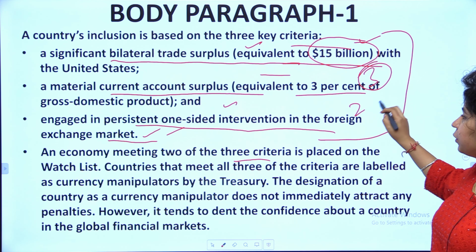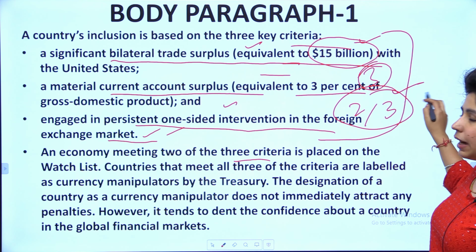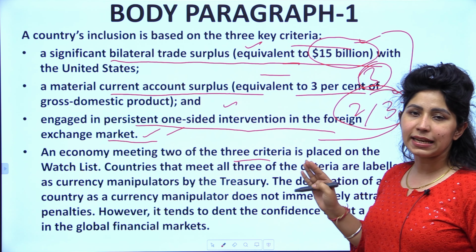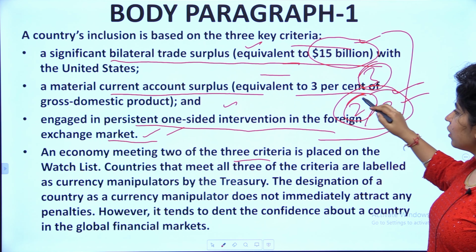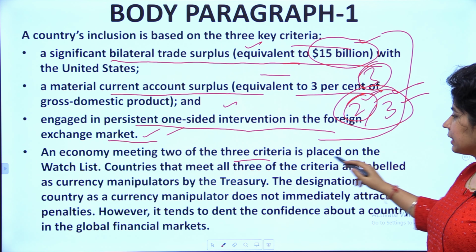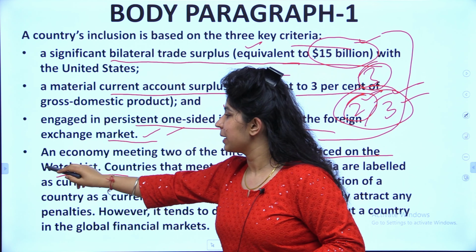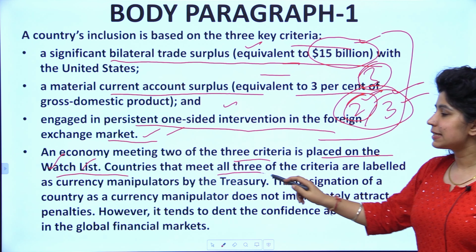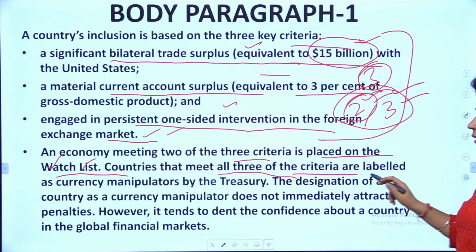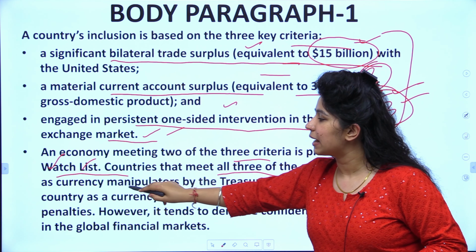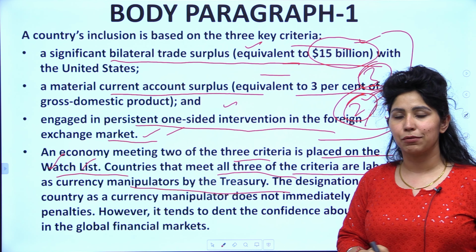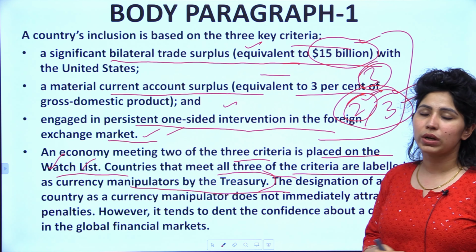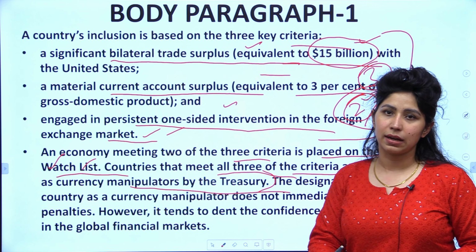So, if any 2 out of these 3 criteria are met, then the country is placed on the watch list. Countries that meet all 3 of the criteria are labeled as currency manipulators by the Treasury Department of the United States government. So, here we have explained what a currency manipulator is and how it is announced.